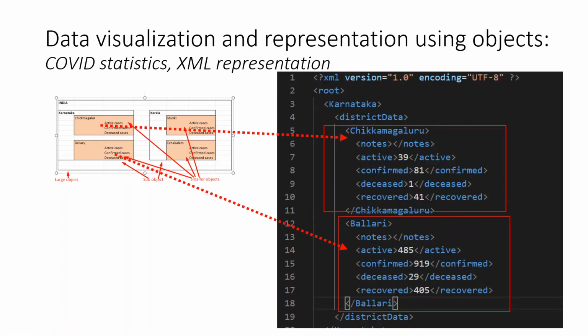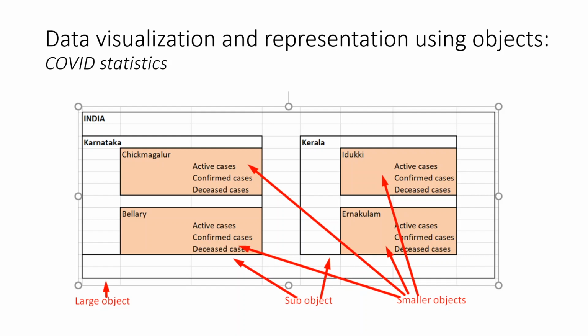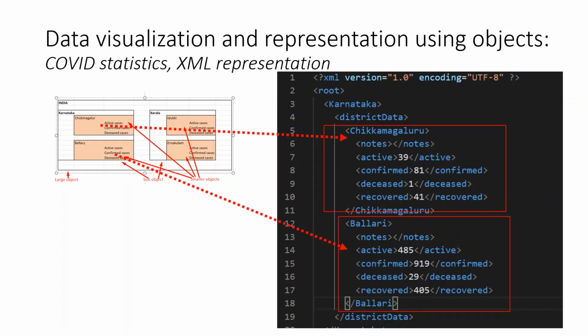So the question could be, can I convert from JSON to XML? Yes, it's possible. It's very simple. Maybe it's a couple of lines of code. Yes, there are libraries available. So either you can use JSON or you can use XML depending on what kind of program you need to write. Okay. So that was about representation of data in an organized format, JSON and XML.